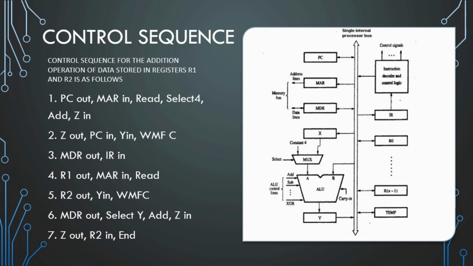The addition operation is performed. The result of the addition operation is transferred from temporary register Z to the destination register R2. The End signal indicates the end of execution of the instruction. This indicates completion of execution of the current instruction and causes a new fetch cycle to be started by going back to step 1.